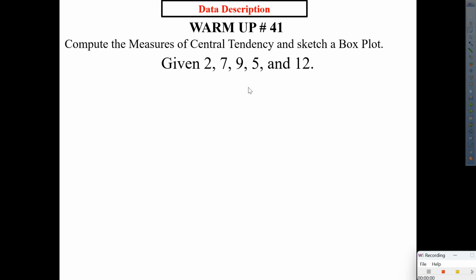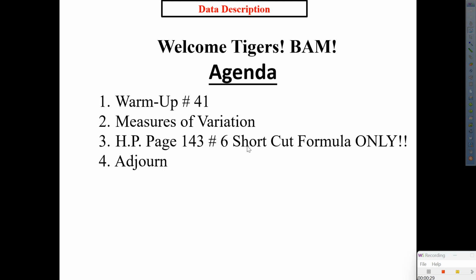Today's going to go a little faster just because we're getting through some of the formulas that we need. Okay? So, copy the agenda. Today's agenda is warm-up number 41.